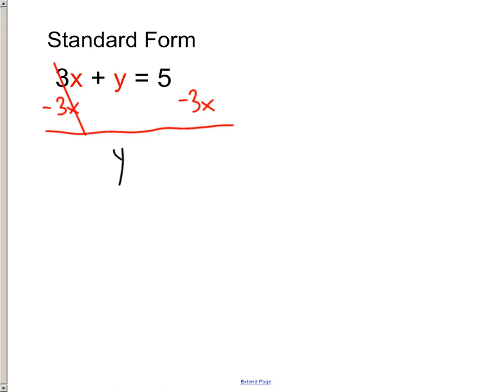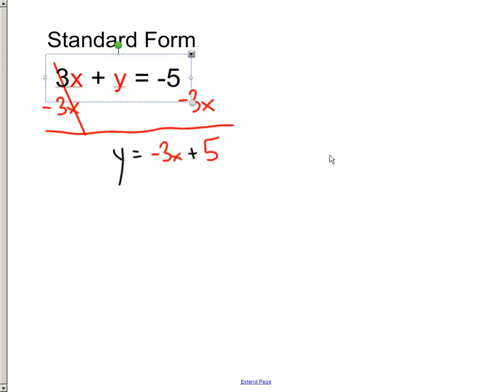The y drops down. This is a positive, so pretty much we're free. Now we just got to order it correctly. This is a negative 3x, and the 5, the y-intercept term, is going to drop down here, and because it's positive, we put a plus sign. If it was a negative, in fact, let me actually change that. Let me do that right now.